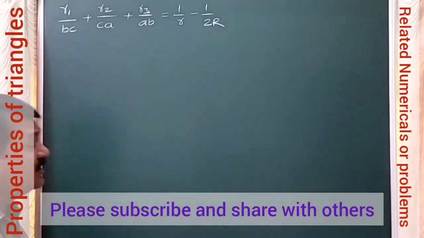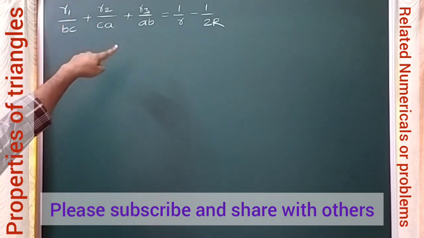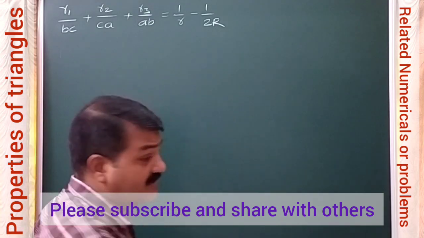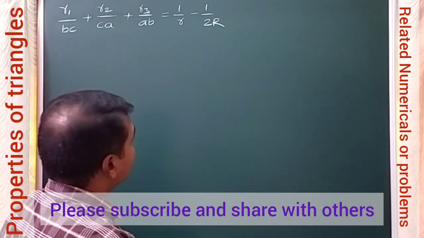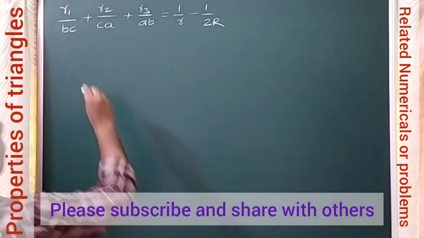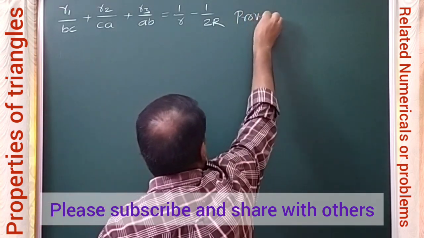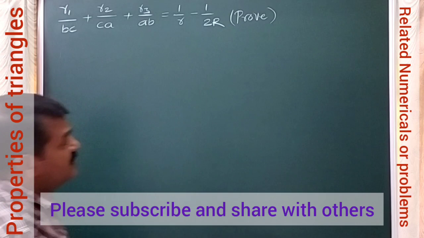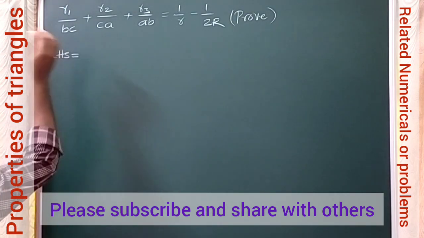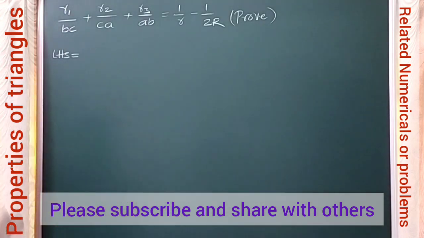So this is the problem. r1 by BC plus r2 by CA plus r3 by AB is equal to 1 by small r, which is inradius, minus 1 by 2 capital R, which is circumradius. So we have to prove this statement. So I am taking the LHS part first. Using all the formulas related to properties of triangles chapter, let us solve this.